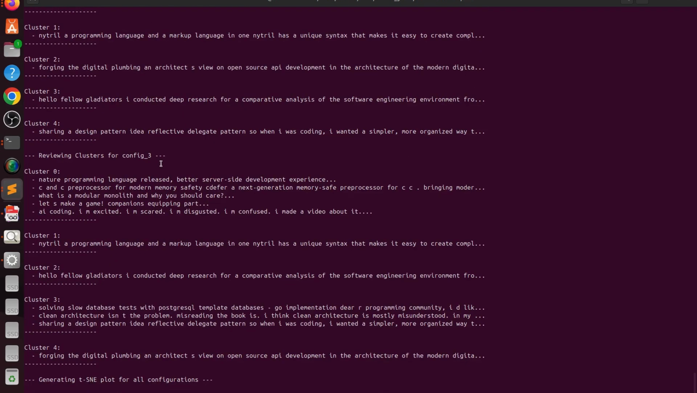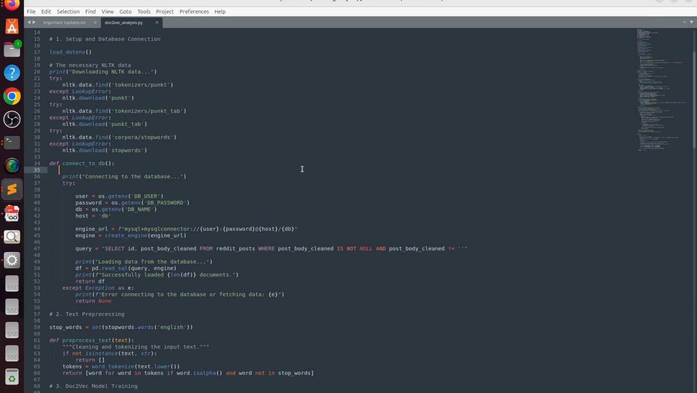But the third configuration, the one with 150 dimensions, tells a much different story. Here we can see clear, distinct groups being formed, like one for the database, the architecture. The clusters are far more separated, which suggests that this model did a much better job at separating our documents into unique topics. Conclusion: the analysis clearly shows that the doc2vec configuration with a larger vector size, that is 150, was the most effective.